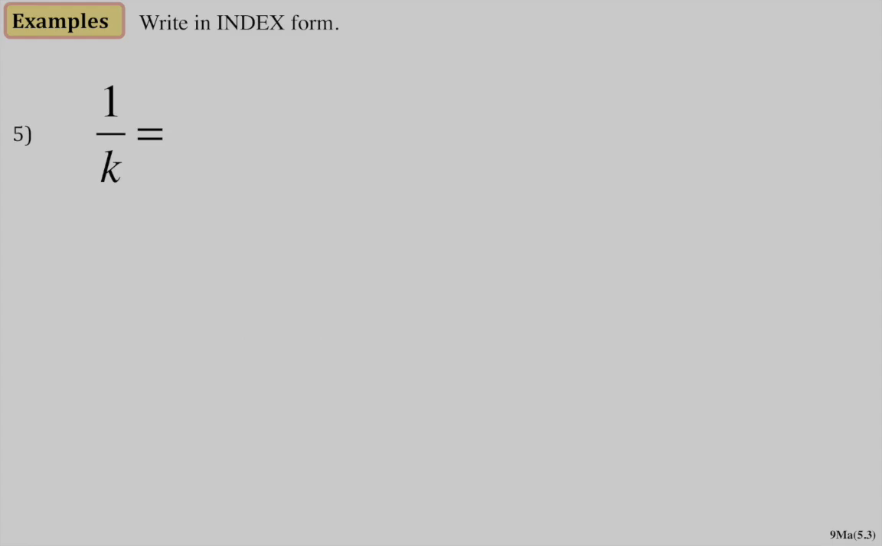Now, example 5 says to write in index form. So if we write this in index form, that means we want to write it, what's another word for index? It is power or exponent. We want to write it as a power. So imagine that k is really k to the power of 1. And you need to move that now across the fraction line, and it'll become 1 times k to the power of minus 1, which is just k to the power of minus 1. Remember, the base doesn't change, but the power will change from being a plus 1 when it goes across the fraction line to becoming a minus 1.